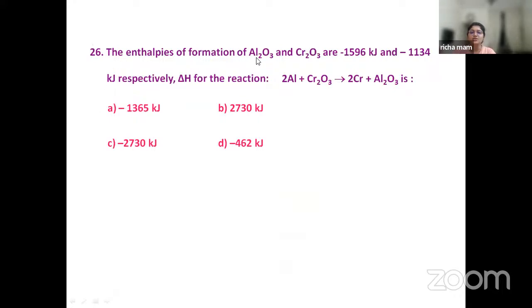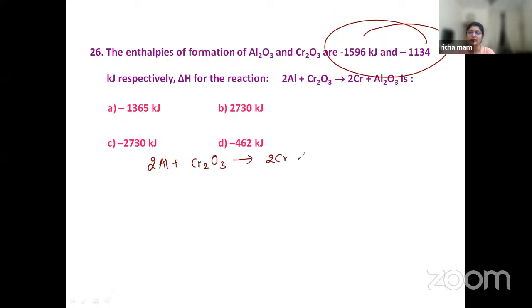The enthalpies of formation of Al2O3 and Cr2O3 are minus 1596 kilojoules and minus 1134 kilojoules respectively. Find delta H for the reaction 2Al plus Cr2O3 giving 2Cr plus Al2O3. So the values are given, and you have to consider this equation.